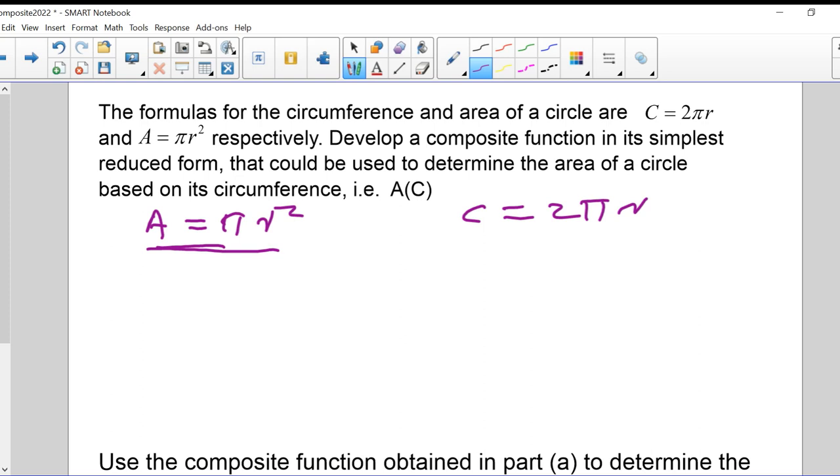Can anybody suggest a way that I might be able to start doing that? I want to be able to compose these two functions together, to meld these two functions together. I'll give you a hint. They both are connected by the variable r, by radius. Is there a way that I might be able to write my area function, not in terms of radius, but in terms of circumference? Can anybody think of a way that I might be able to do that?